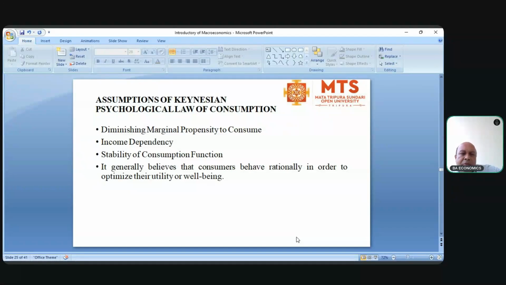So this psychological law of consumption of John Maynard Keynes basically applies to rational people. In the case of irrational people, what will happen? If income increases, they want to spend their whole money. So this theory does not apply to irrational people; it only applies to rational people. These are the basic assumptions of the Keynesian theory: the diminishing marginal propensity to consume, which will decline if any person consumes any product continuously; consumption depends on income; consumption is stable; and it applies to rational people.